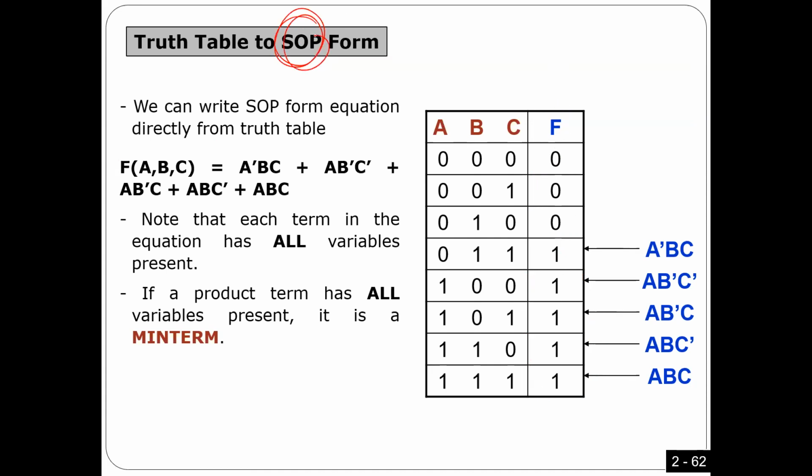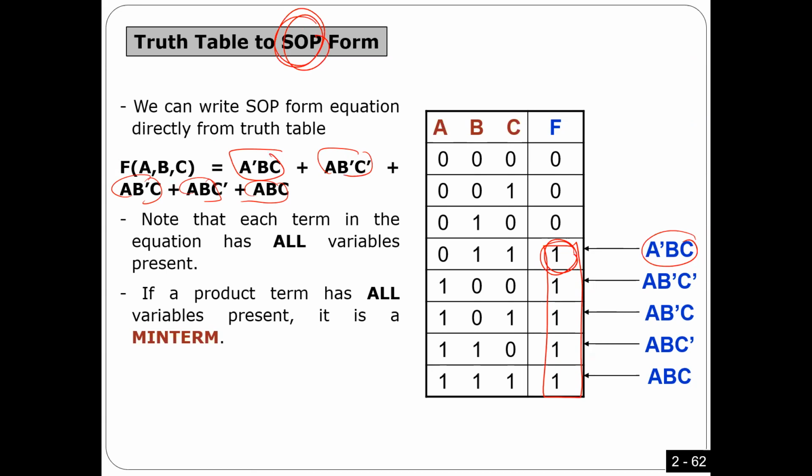In sum of product here, guys, I'm gonna work on the ones, not zeros. For every one, I'm gonna get one term, as you see here. So how many ones do we have here? Let's see. 1, 2, 3, 4, 5. So I'm gonna have 5 terms, and then they are connected together using OR. This is sum of product, as you see here.